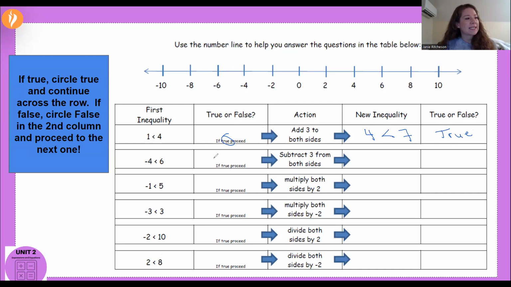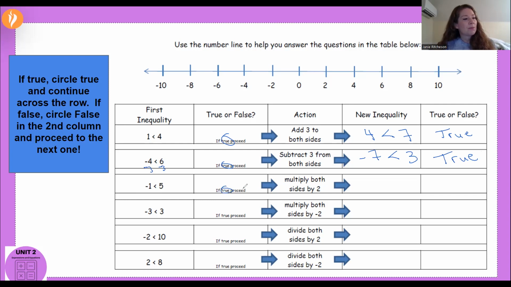-4 is less than 6. If this is true, yes. Now I'm going to subtract 3 from both sides. So -4 minus 3, that would be -7. -7 is less than 3. Is that true? Is -7 less than 3? Of course it is. -1 is less than 5.